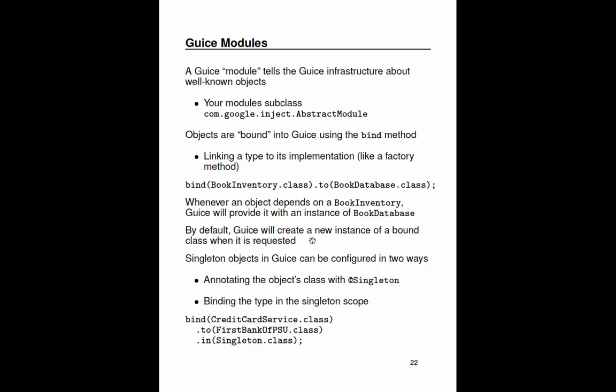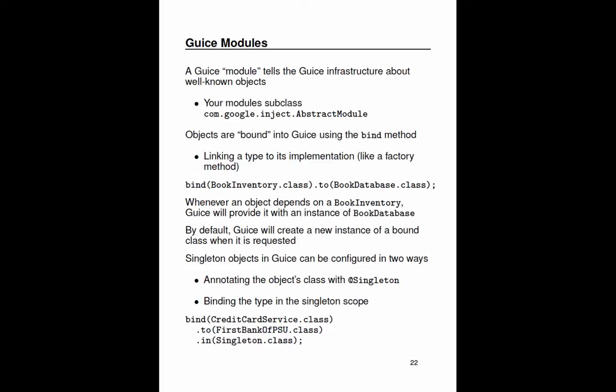Note that by default, Guice will create a new instance of a bound class whenever it's requested. So if I ask for a BookInventory in this constructor, it'll create a new BookDatabase. And if I ask for a BookInventory someplace else, it'll create a new instance of BookDatabase, which in the case of BookDatabase you probably don't want to do. You want to have one instance of this shared by all users.